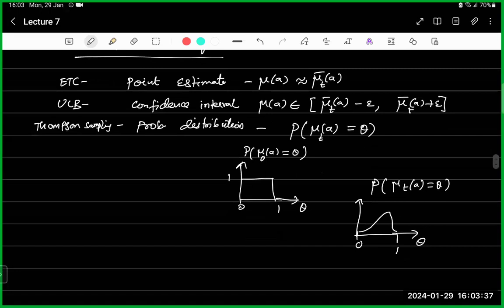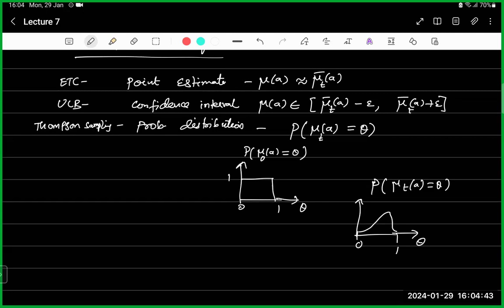How we do it in a systematic way is what we'll see. This is not the distribution of reward. This is about what you think about the true mean. We are assuming the random variables are bounded between 0 and 1, so the true mean will be between 0 and 1. It's not the reward; it's the true mean of the reward, which we do not know. Before the start of the game, we think we do not know anything about the true mean. We are just saying the true mean can take any value between 0 and 1 with equal probability.